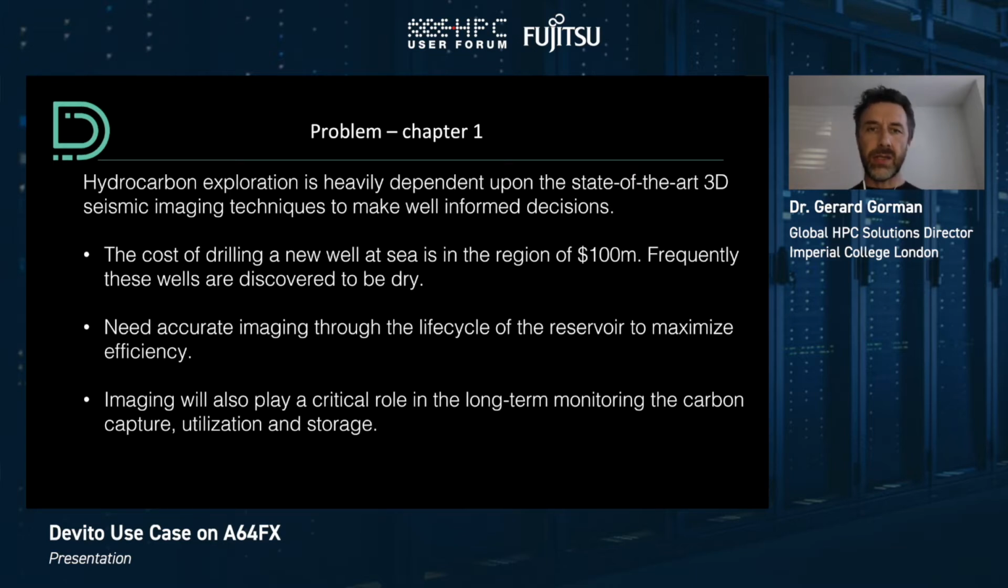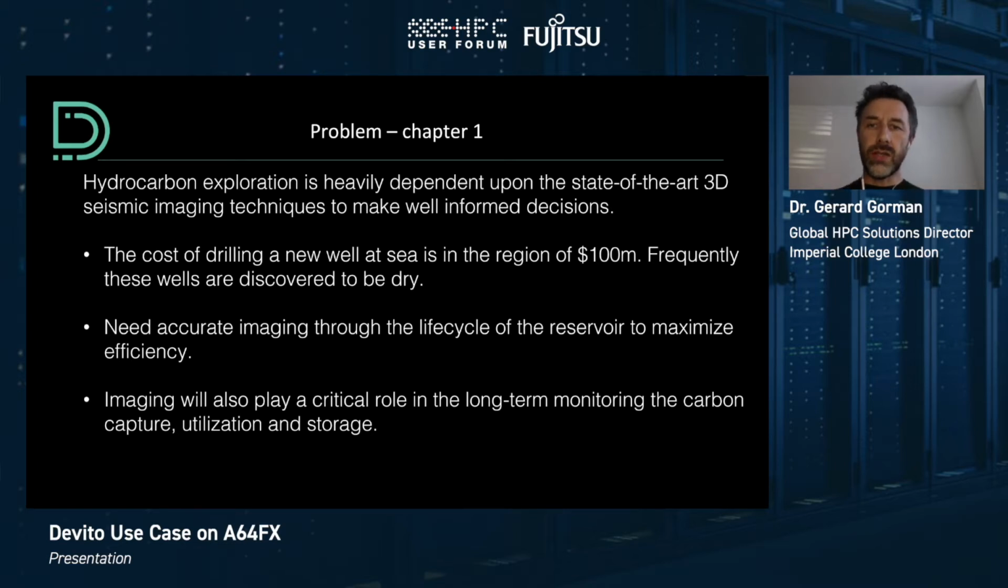And to give you an idea of how important it is to be able to answer that question, roughly the cost of drilling a new well is in the region of, I'd say, 100 million. Roughly that number of zeros. And frequently these wells, when they're drilled, are discovered to be dry. So there's a massive loss of efficiency there. Thus the interest in developing good imaging technology.